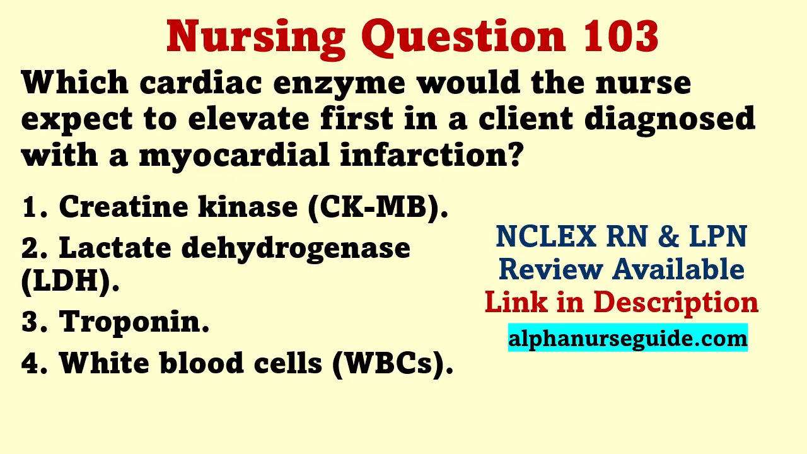Troponin. Troponin is the enzyme that elevates within 1 to 2 hours. CPK-MB elevates in 12 to 24 hours. LDH elevates in 24 to 36 hours. White blood cells elevate as a result of necrotic tissue, but this is not a cardiac enzyme. You should be aware of the words cardiac enzyme, which would eliminate option 4 as a possible answer. The word in the stem is first. This question requires you to have knowledge of laboratory values.